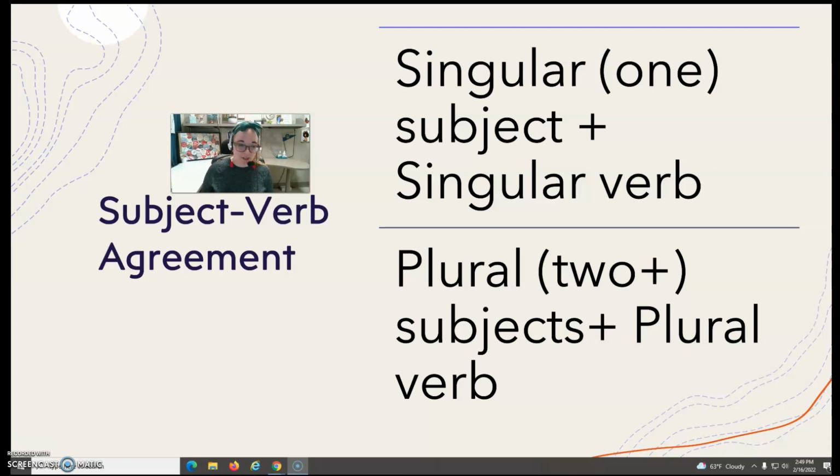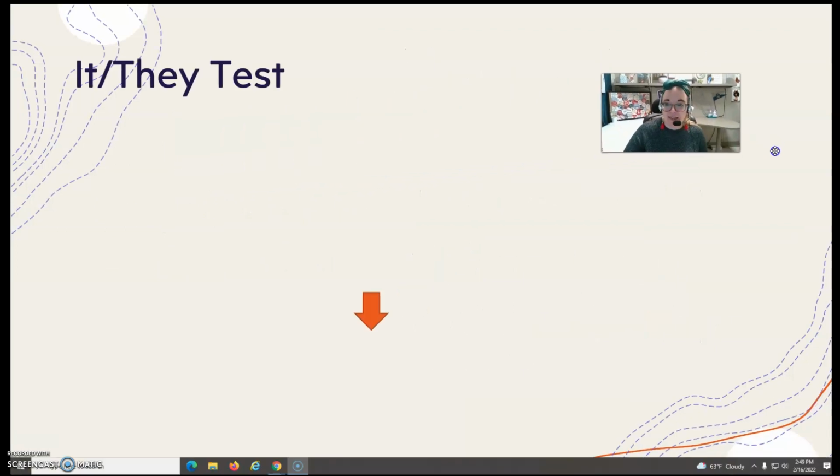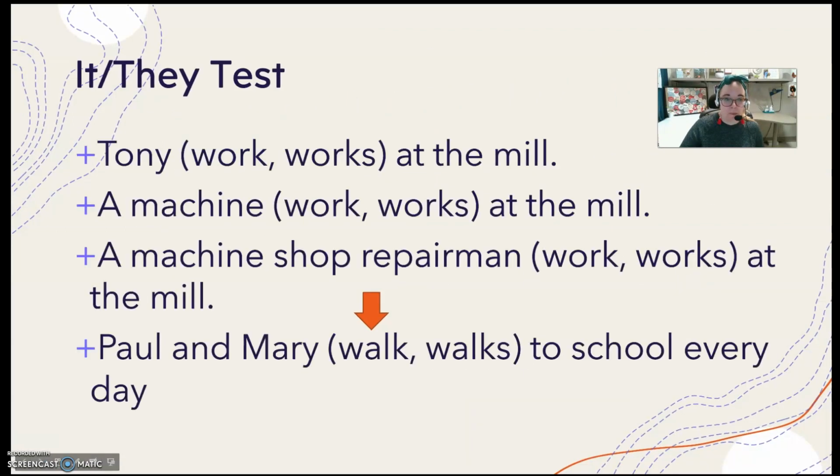Simple, right? Well, not always. So I'm just going to go over a couple examples to get you in the right mindset and then give you a trick for checking your own subject-verb agreement. So let's look at the it-they test. So for this, oh, that little arrow wasn't supposed to come up.